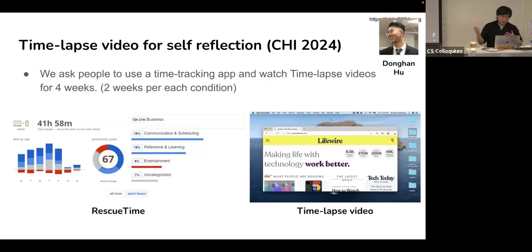So we did a study, and we're going to publish this paper soon, comparing this with RescueTime. RescueTime is a self-tracking tool that checks all the metadata of the apps that you use, categorizes them into productive or distracting categories, and tells you how much time you spend on each application, versus the video. One person experienced both conditions, and we randomized the order.